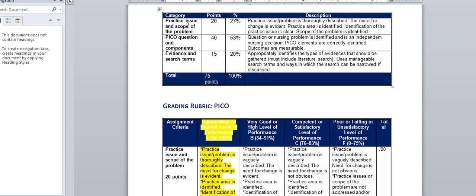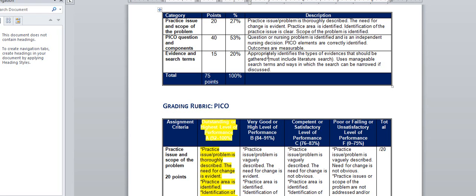You're going to get obviously the practice issue and scope of the problem here. Is it thoroughly described? Is the need for change evident? Is the practice area identified? So this is all the PICO. Did you formulate your question correctly? And once again, are your outcomes measurable? So outcomes need to be measurable. That needs to be based on specific data.